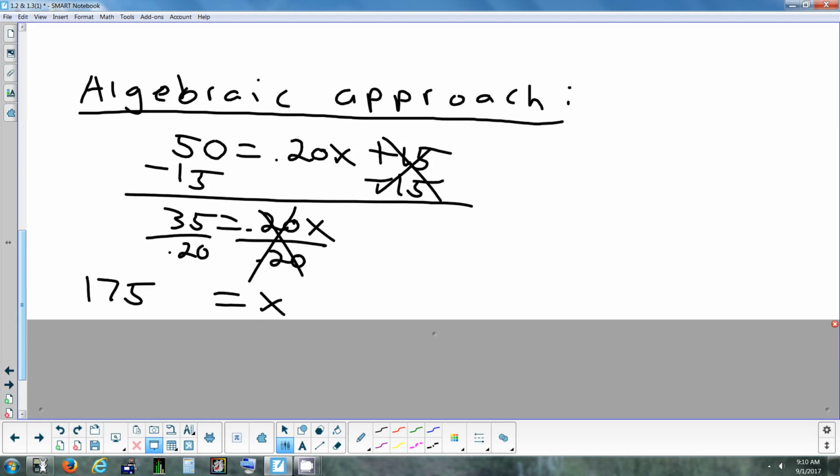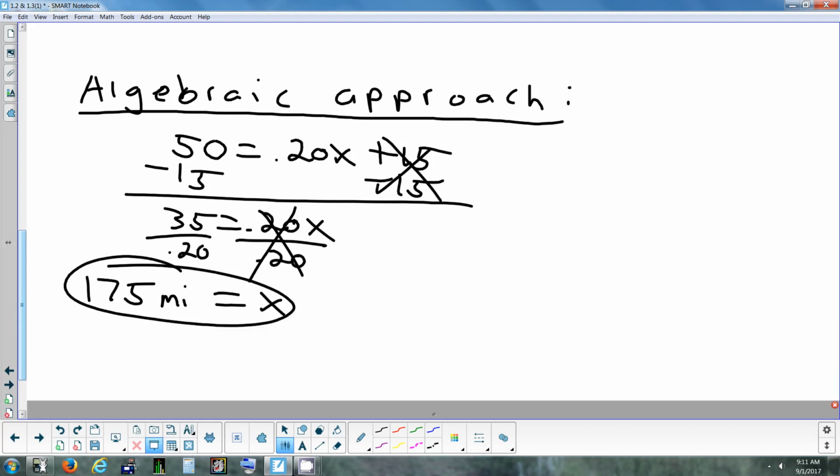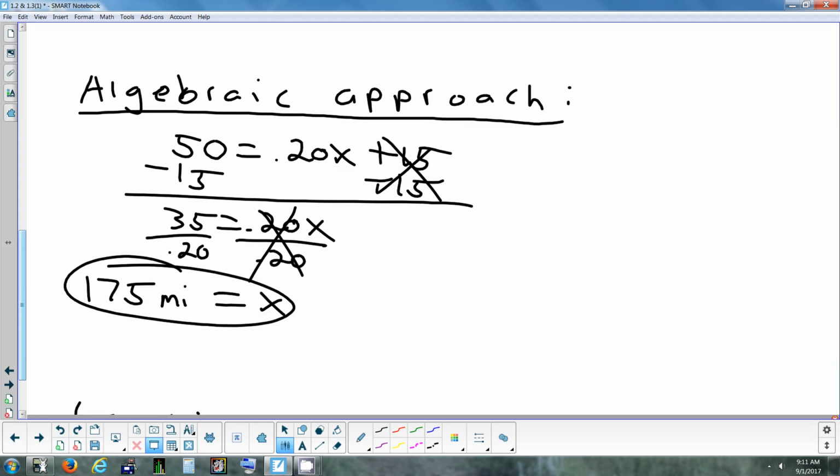Now we always want to remember, what did we just solve for? We solved for x. If we have to, we can go back and look at it. But that's 175 miles. Now that's the algebraic way to solve it. Any questions on that approach?